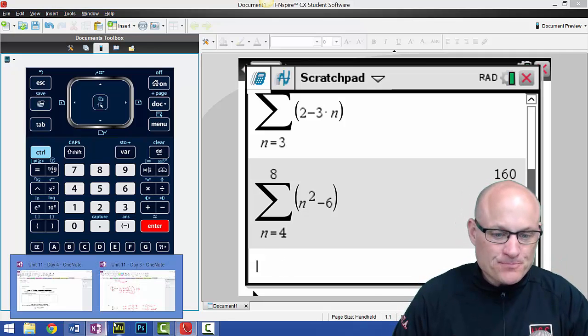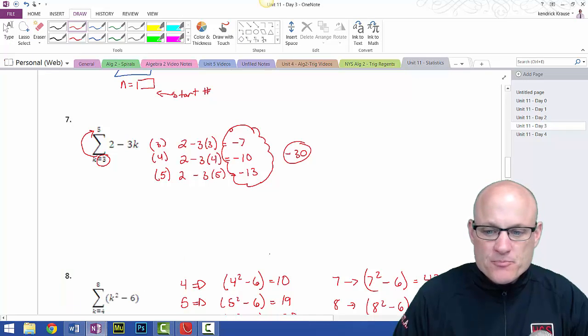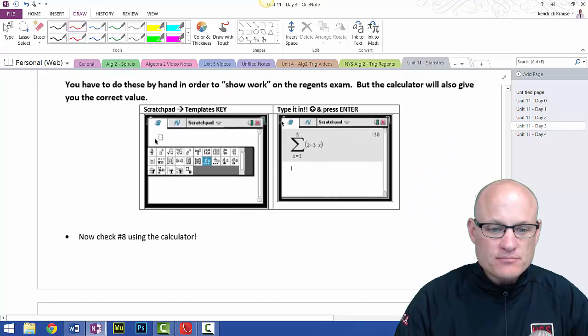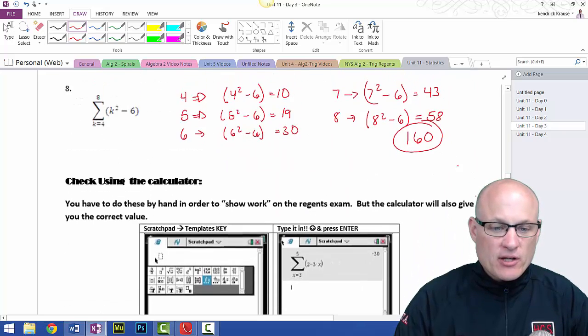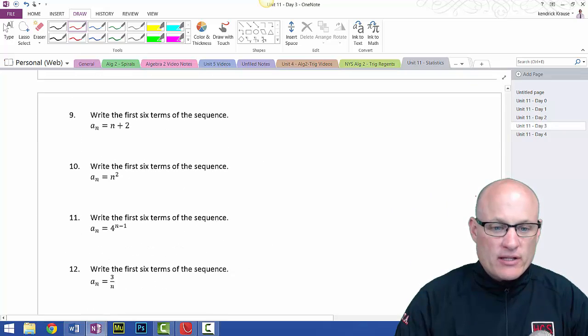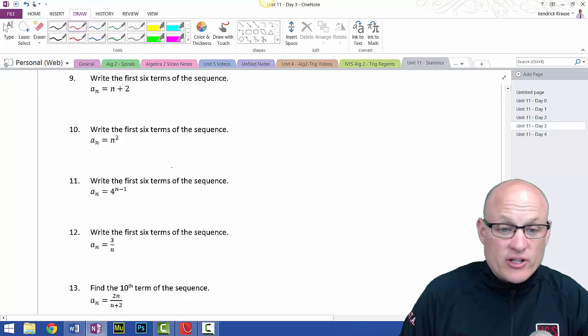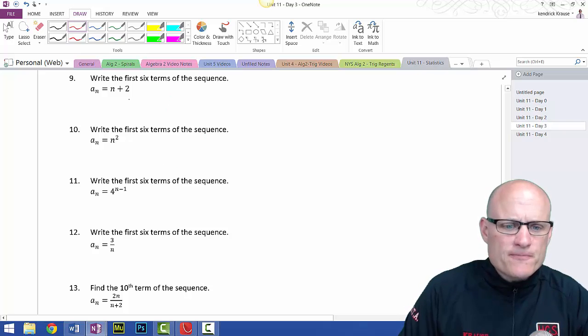Let's go back. I think we're here. Scroll down. Oh, here we go again. Oh, I think maybe we got it. So we're going to check them using the calculator. We did that. Boom, boom, boom. So we're going to write the first term. So I want to write the first 6 terms of this sequence. So that's pretty simple to do.